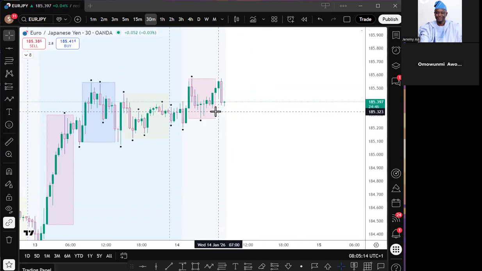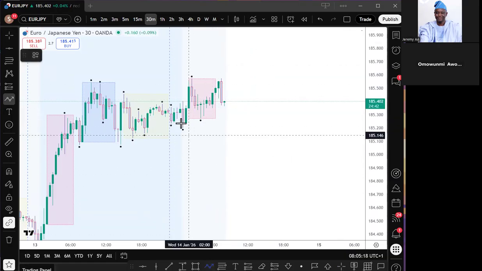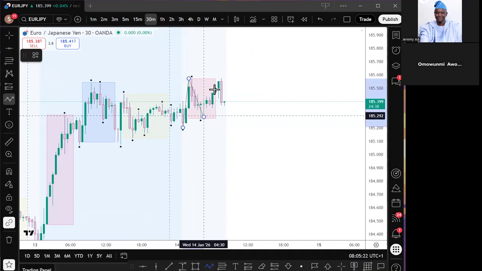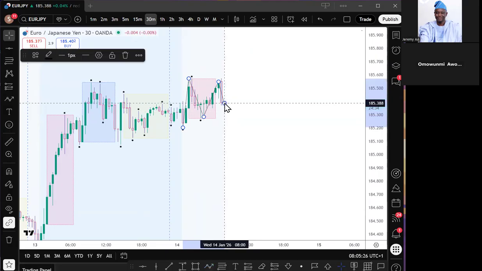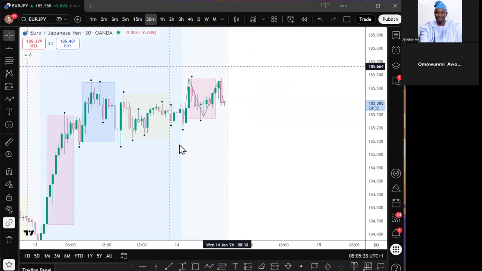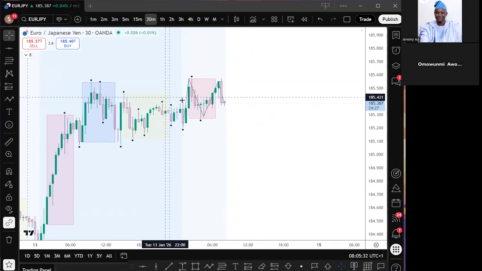On Euro JPY, what has price done overnight? From these lows, it broke structure to the top, pulled back, and then it's gone back up. So right now, price is here. Price is almost like a range. In fact, I'll just call it a range, even though I have a bit of structure there.